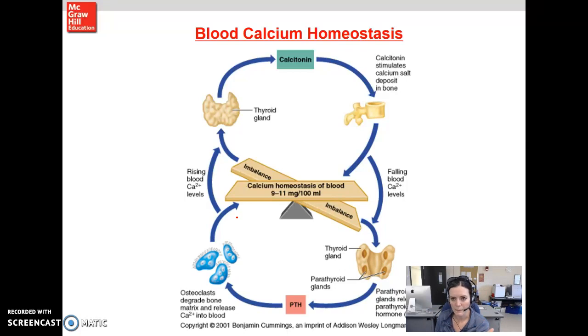Hopefully that makes sense to you. So parathyroid hormone is used when calcium levels get low, down here. Calcitonin is used when calcium levels are too high. And both of these are going to trigger cells within the matrix to do their job. If you have questions, please let me know, but hopefully that helped you understand blood calcium homeostasis just a little bit more. Thanks.